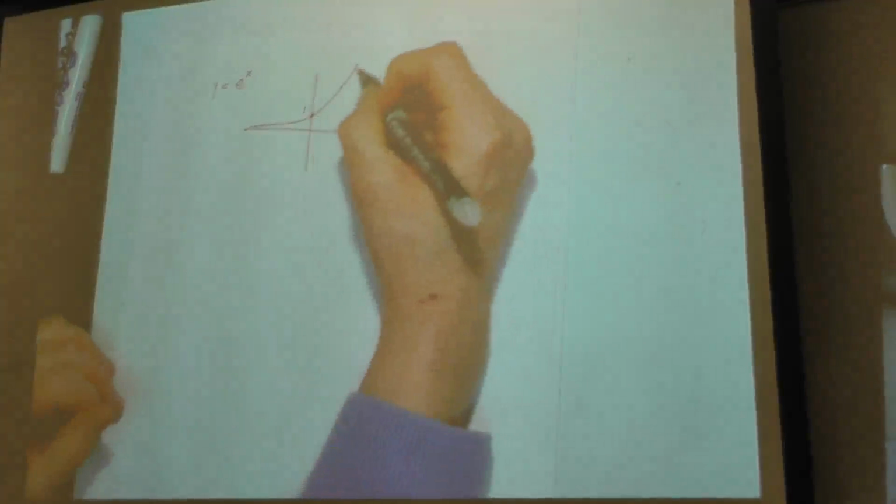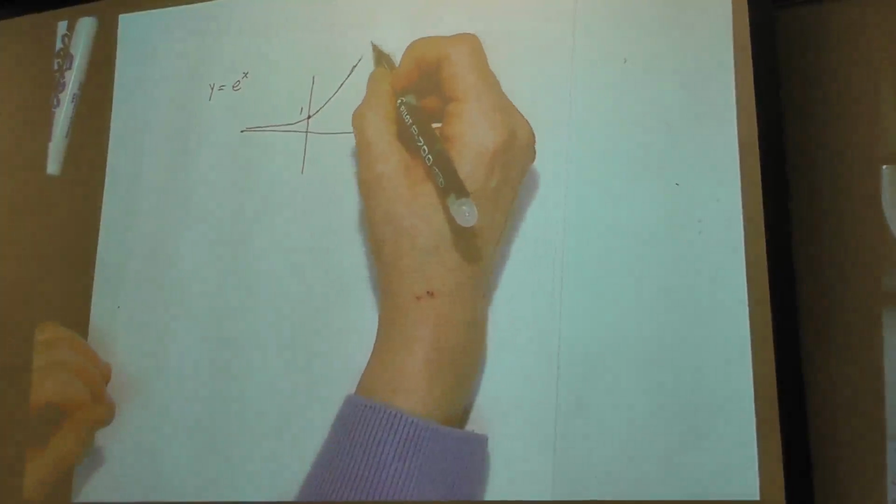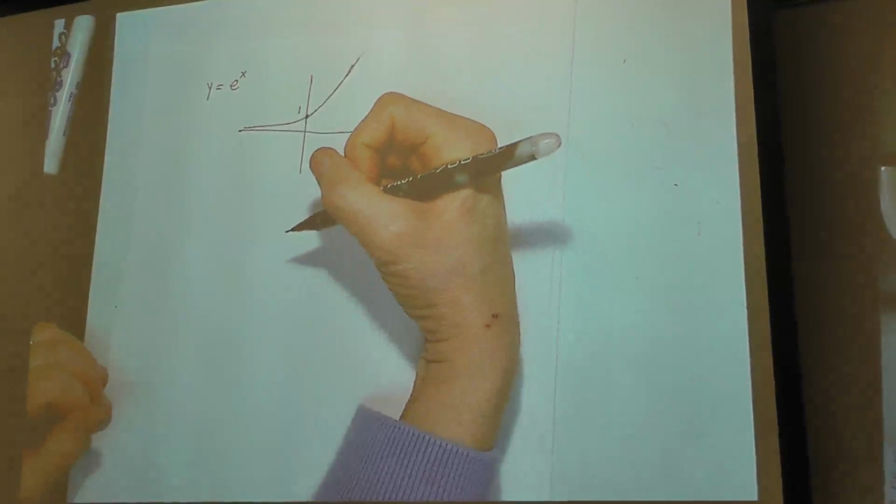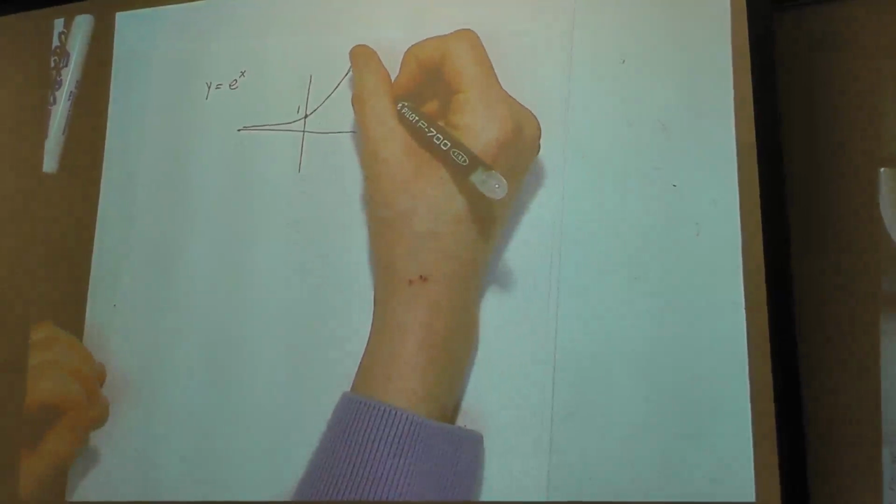But doesn't it come to a vertical? No, there's no vertical asymptote with e to the x. It just blows up, gets bigger and bigger. No vertical asymptote here.